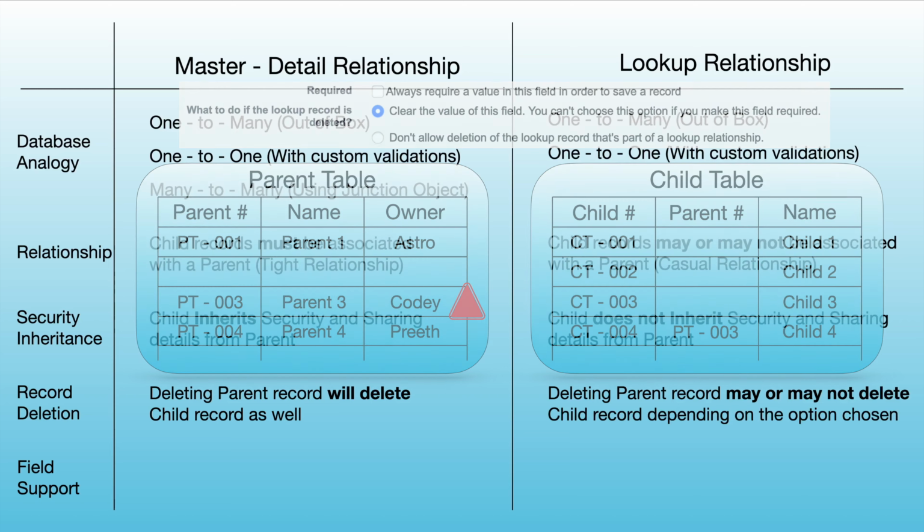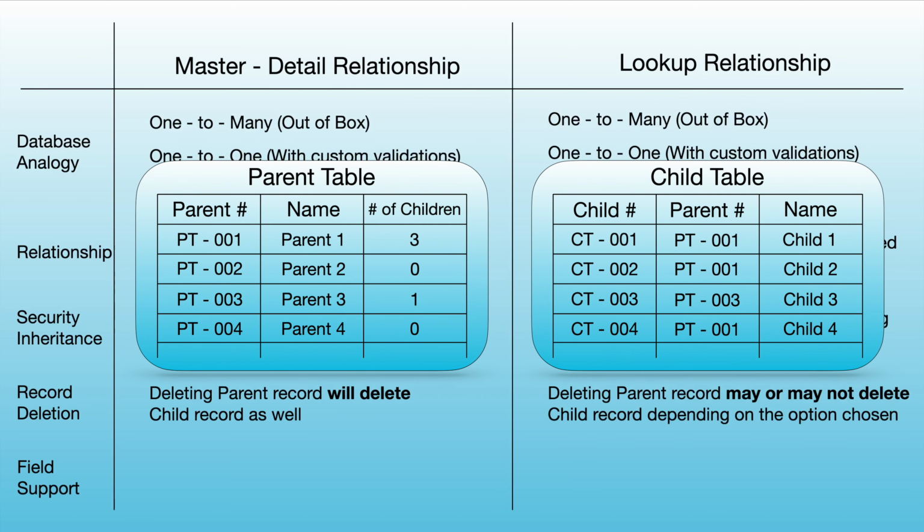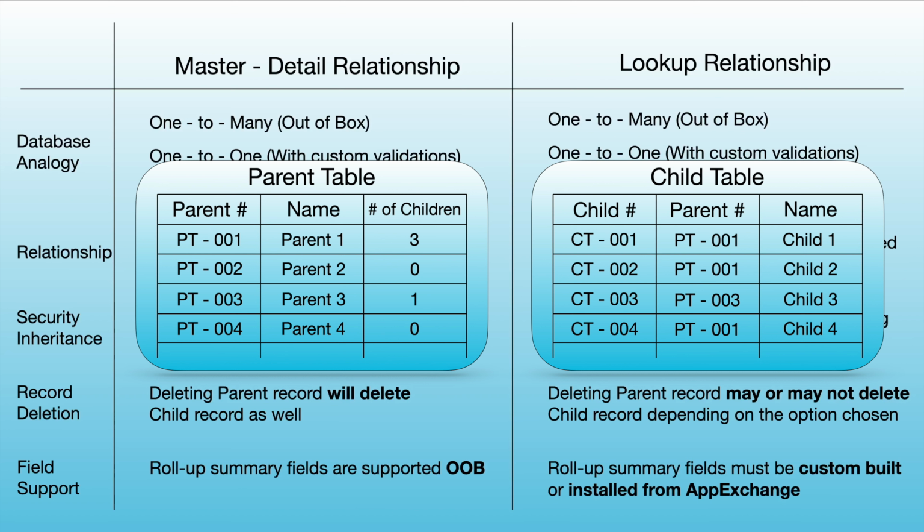Coming to roll-up summary fields, these are a powerful data type which is only available with master detail. We can roll up few limited set of fields of the child object and display a count, sum, minimum or maximum value. For example, I have shown a roll-up summary count of child records. While this is available out of the box with Master-Detail relationship, we can still achieve the same functionality in Lookup by investing more time in custom development or by installing an app from Salesforce App Exchange.